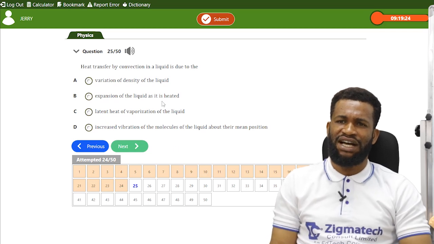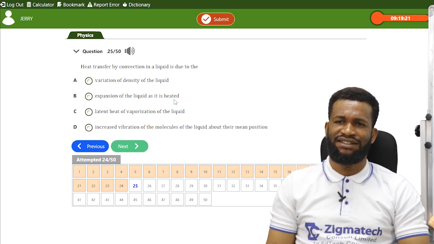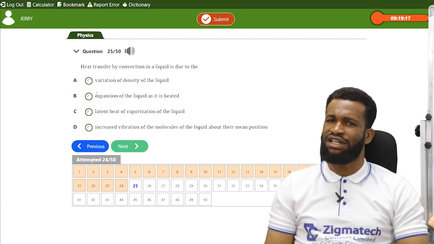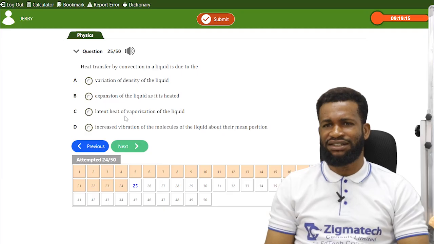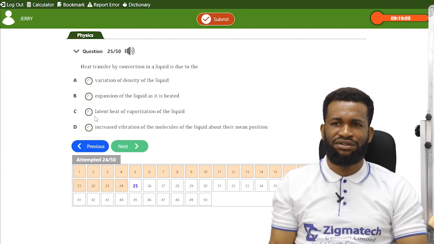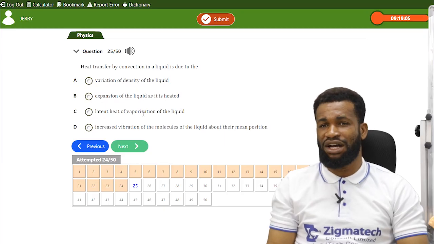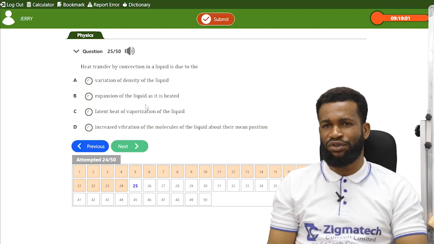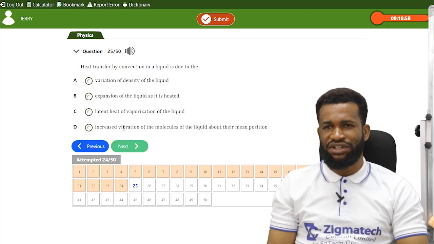Expansion of the liquid as it is heated, no. Let me look for something that is more, let's go again. Latent heat of vaporization of the liquid, no. When we talk about vaporization, latent heat of vaporization, the quantity of heat that will make a liquid change into vapor, no, so it's not there. Increased vibration of the molecules of the liquid about their mean point.